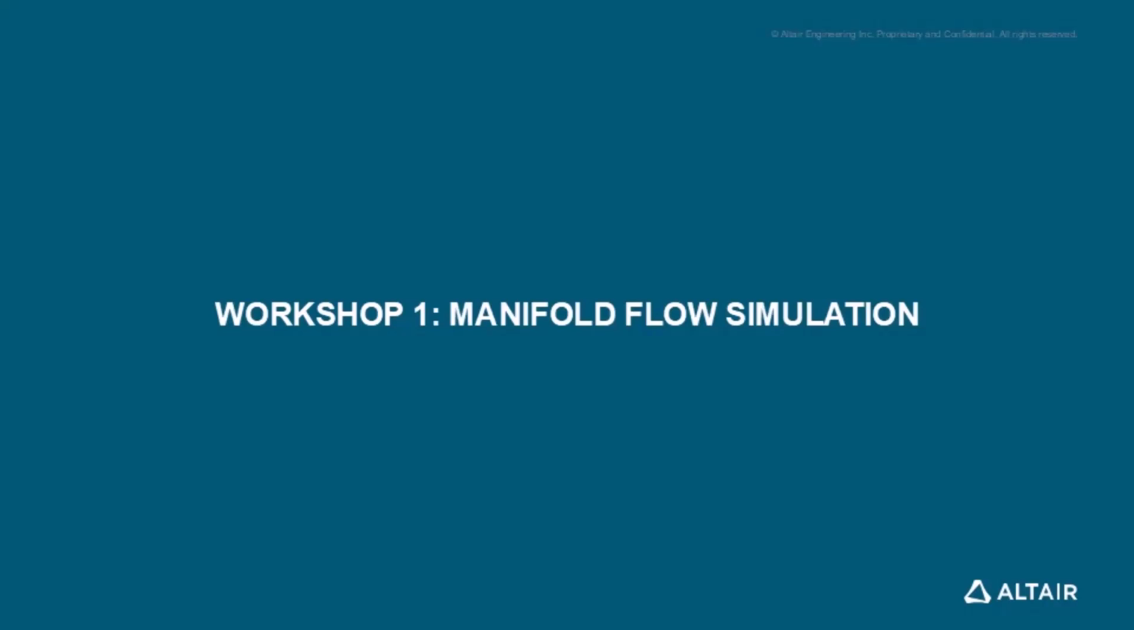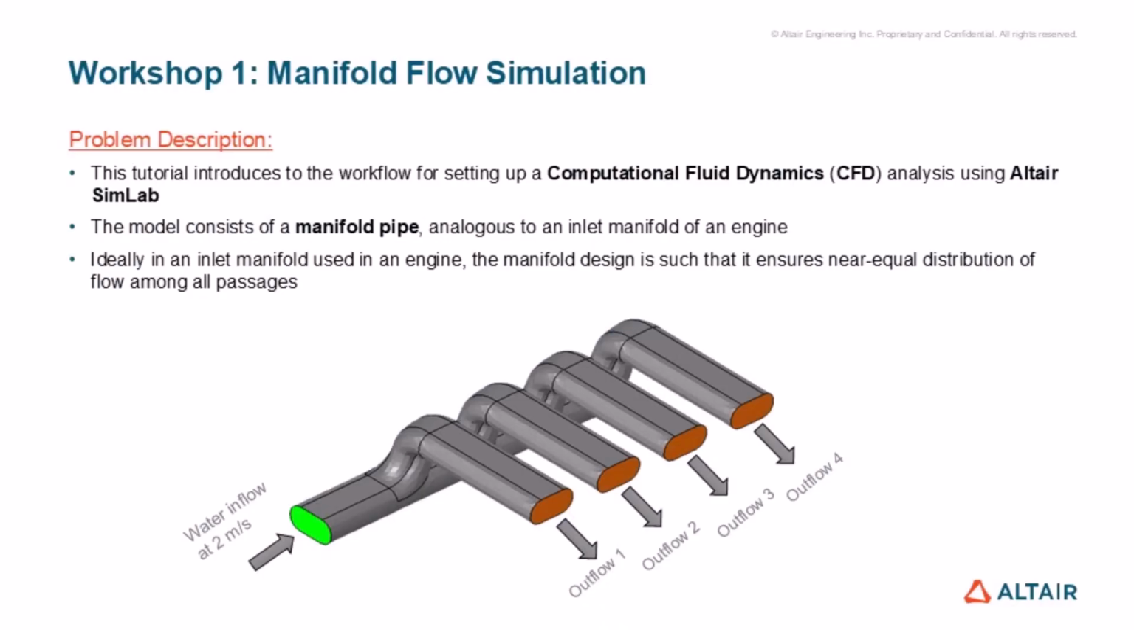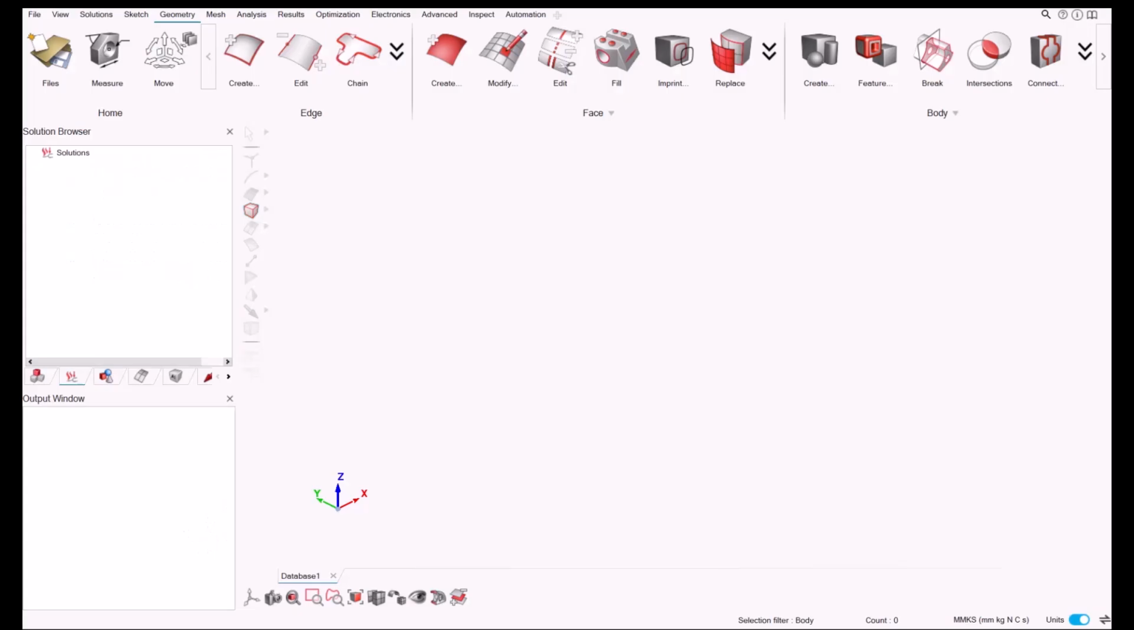The objective of this first tutorial is to get familiar with the SimLab GUI and the CFD workflow. We're going to have a simple manifold where water as a working fluid is going at 2 meters per second and exits with 4 outlets.